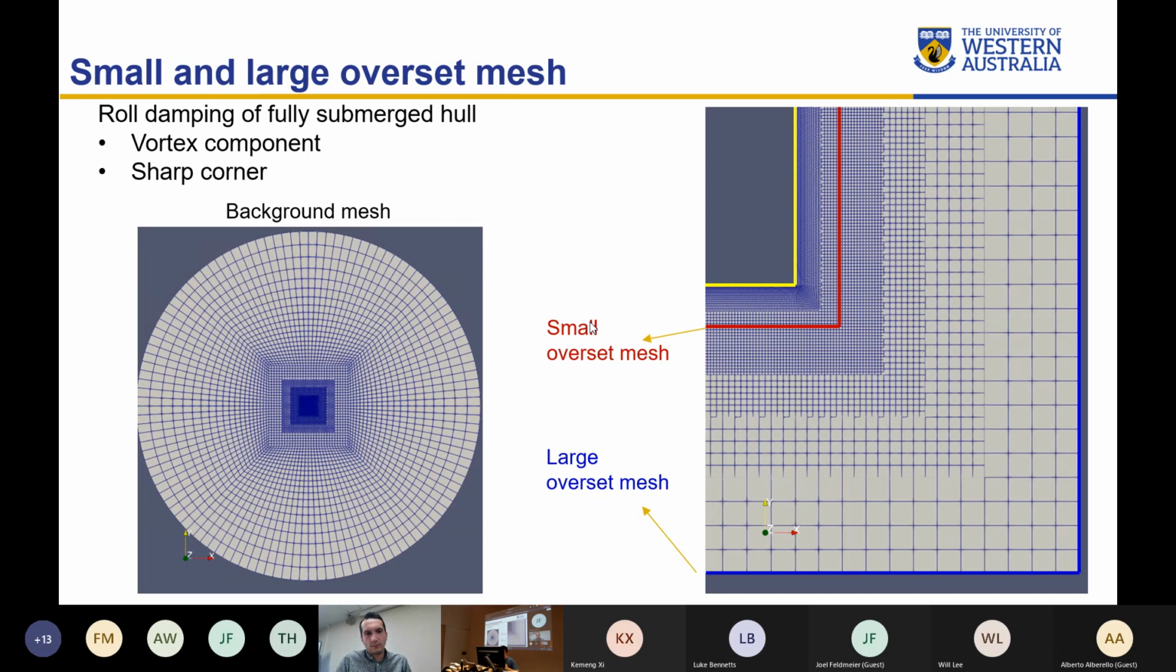So we set up an experiment with both small and large overset meshes. Their background meshes are the same. In fact, except for the width of the coverage, all those settings are the same. And since we use submerged cases, we get rid of the effect of the wave component, and we provide a sharp corner, which makes the vortex component the dominant component in these cases.